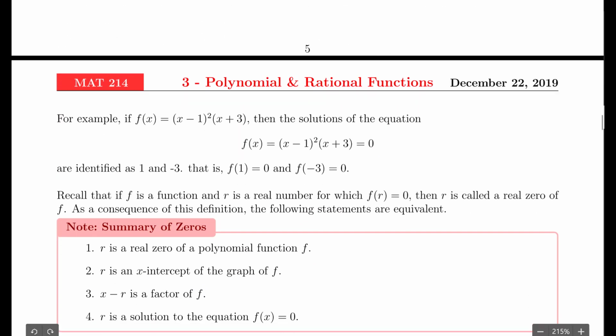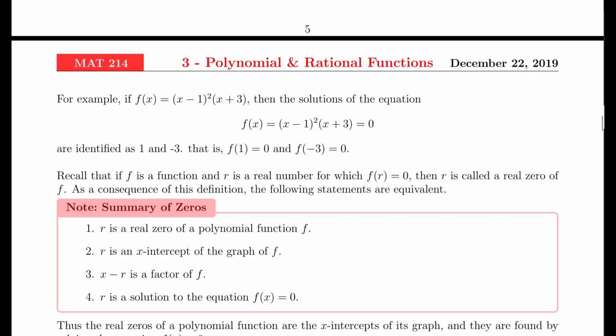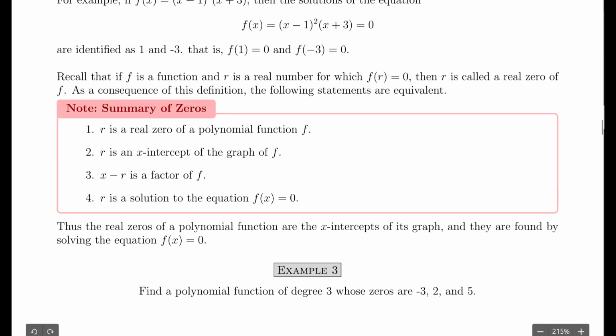When we talk about the zeros of a polynomial, that's just where the graph crosses the x-axis. If you look at it graphically, it's where the graph crosses the x-axis. If you look at it algebraically, it's where the function is equal to 0. Here's a summary about the zeros. R is a real zero of a polynomial function f if r is an x-intercept, so graphically it crosses the x-axis; x minus r is a factor of f; and r is a solution to the equation f of x equals 0. Those are the definitions of a zero.